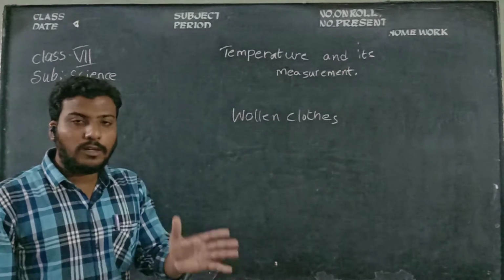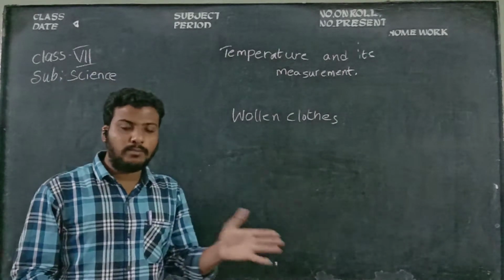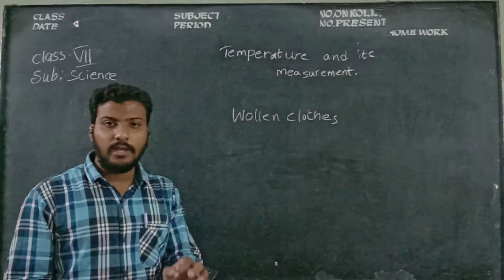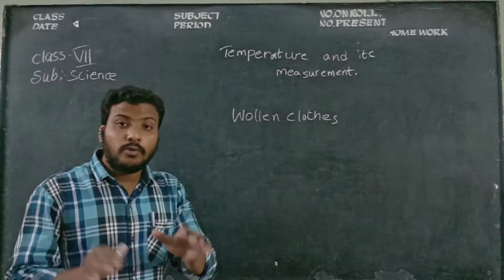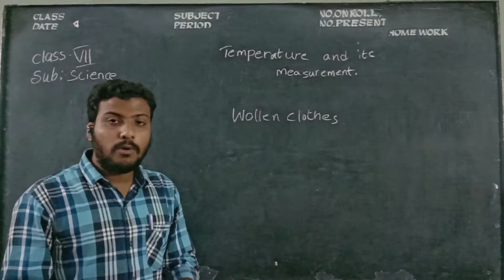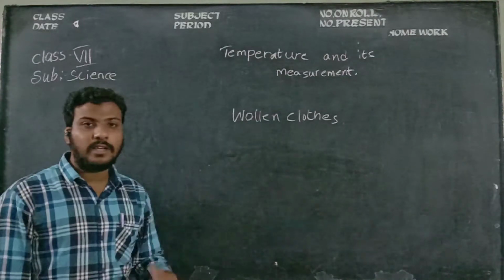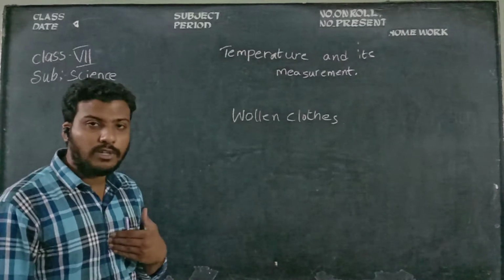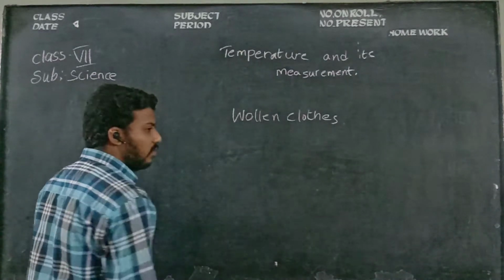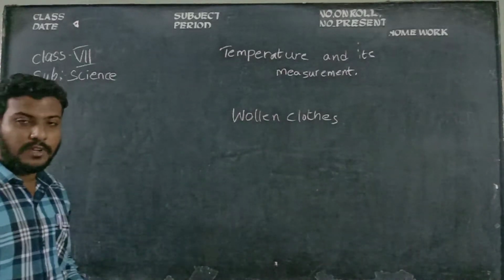So children, what is the logic to draw from this topic? We need heat. Yes or no? To protect from the cool nature, we need heat. So by wearing woolen clothes, we can generate heat by ourselves. Understand children?